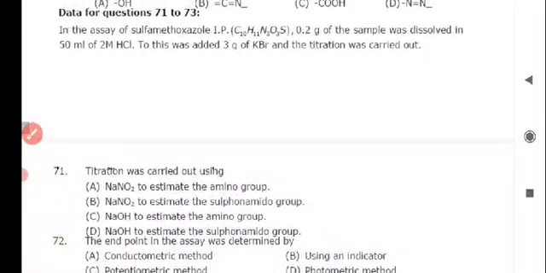So next statement is in the assay of sulfamethoxazole IP with the formula C10H11N3O3S, 0.2 gram of the sample was dissolved in 50 ml of 2 molar HCl. To this was added 3 gram of KBr and the titration was carried out. So the question for this statement is titration was carried out using, so the correct answer is option A, NaNO2 to estimate the amino group.